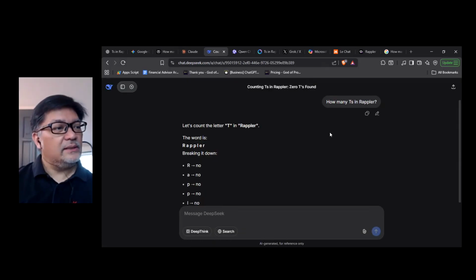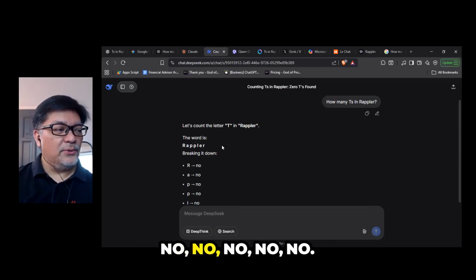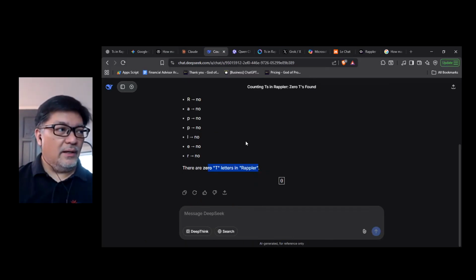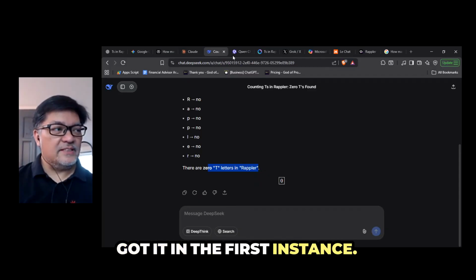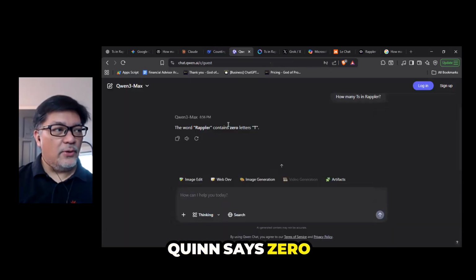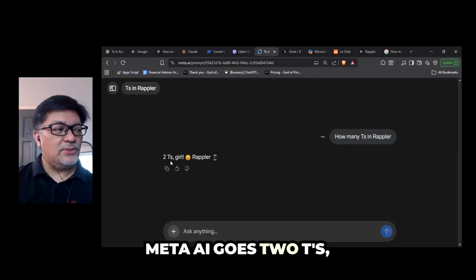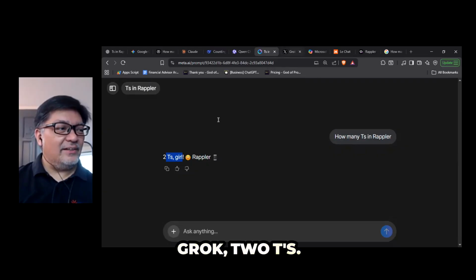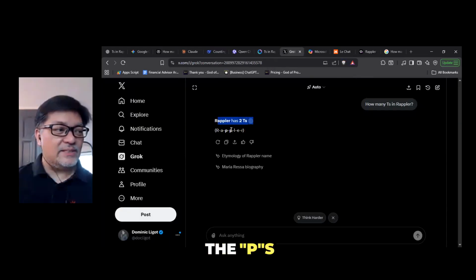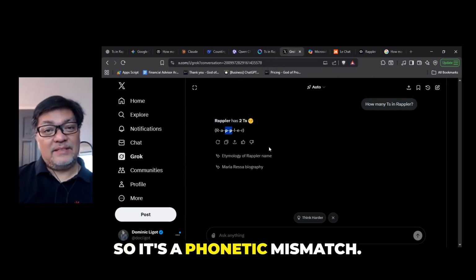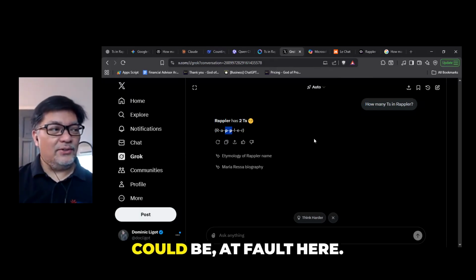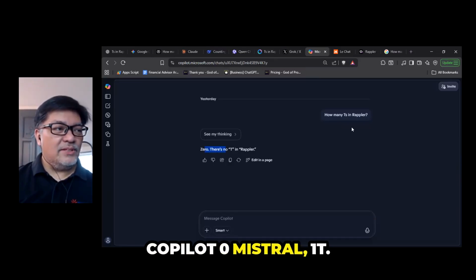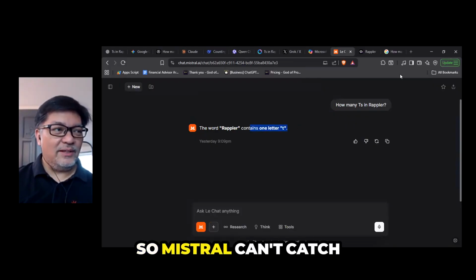This is DeepSeek. Let's count the T's in Rappler. No, no, no, no, no. So there are zero T's in Rappler. So this is what Claude was doing, but DeepSeek got it in the first instance. Qwen says zero. Meta AI goes two T's. Grok, two T's. Uh-oh, but it highlighted the P's. So it's a phonetic mismatch. Again, tokenization could be at fault here. Copilot, zero. Mistral, one T. So Mistral can't catch a break.